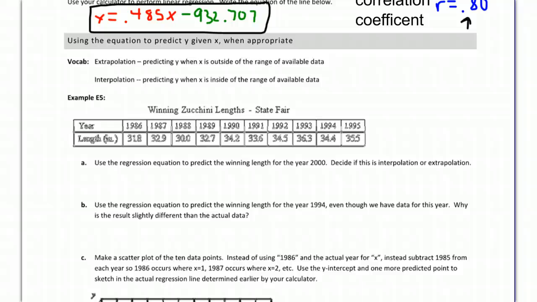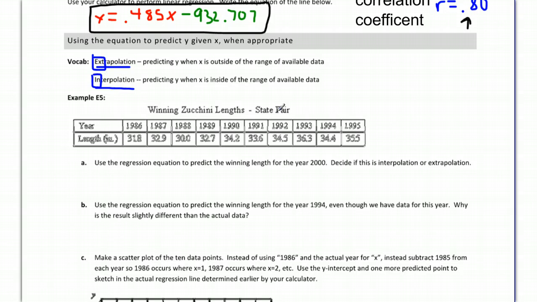Now let's use our equation that we got in our previous step to predict y. When we're given an x, we're going to use the equation, not just the graph, to predict y. A couple of vocab terms that we're going to run into along the way are extrapolation and interpolation. Extrapolation is predicting y when x is outside the range of available data, and interpolation is predicting y when x is inside the range of data.